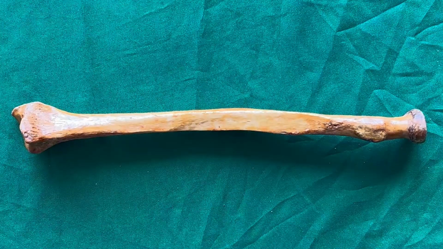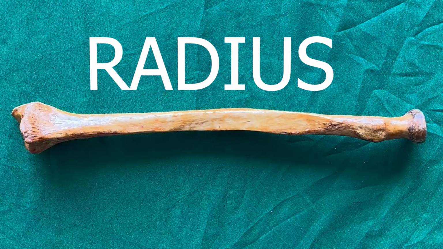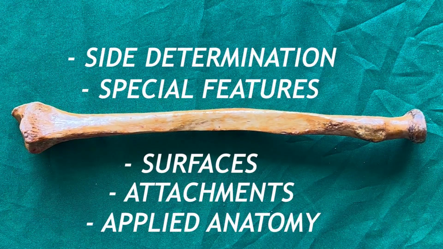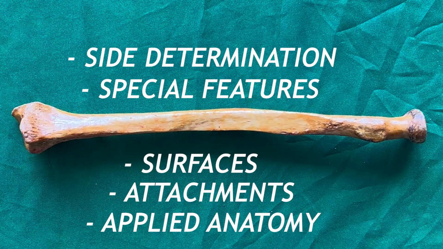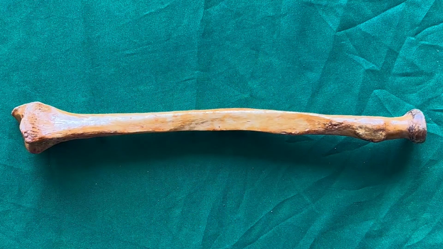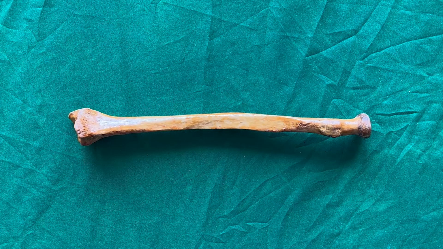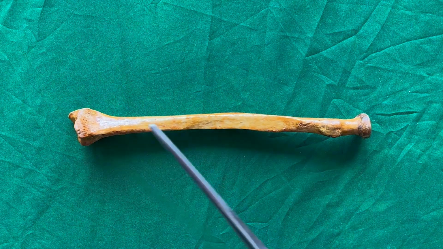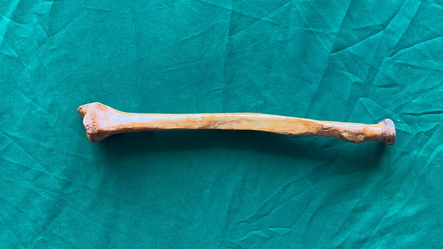In this video, we'll be taking you through the anatomy of the radius, focusing on site determination, special features, surfaces, attachment, and finally, its applied anatomy. Of the two bones in the forearm, the radius is the lateral bone. It has an upper end, lower end, and a shaft. We'll start off with side determination.